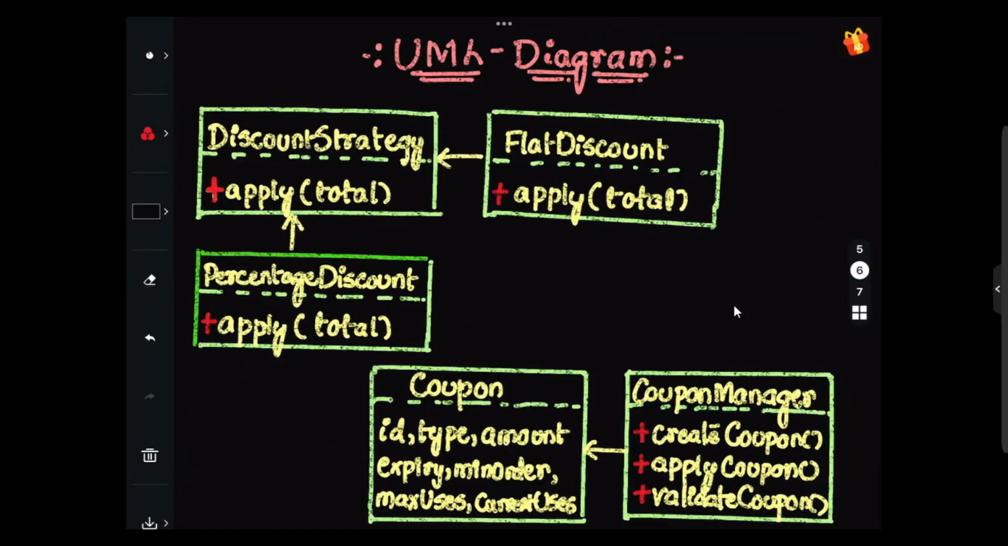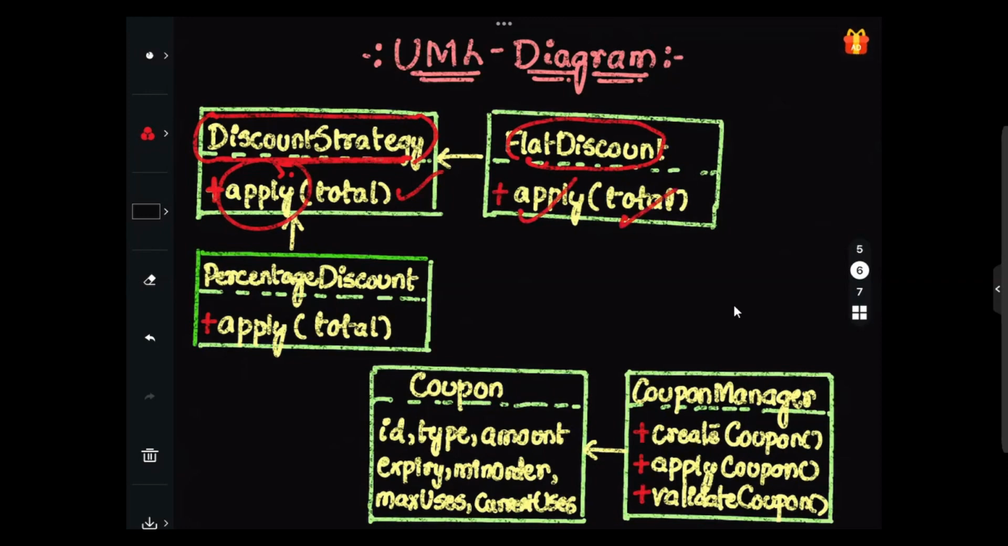First, we'll be going with five different classes actually. First thing, discount strategy, which consists of only one method, nothing but apply of total. The second one, flat discount. Within the flat discount class also we'll be going with only one method, apply of total.